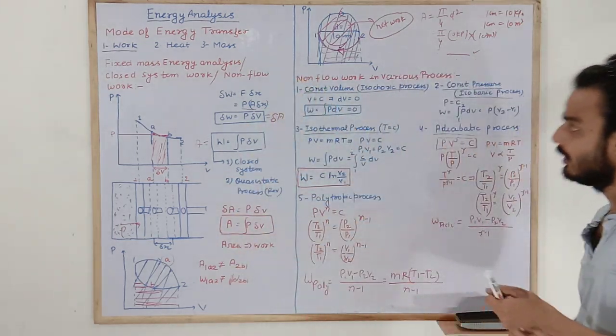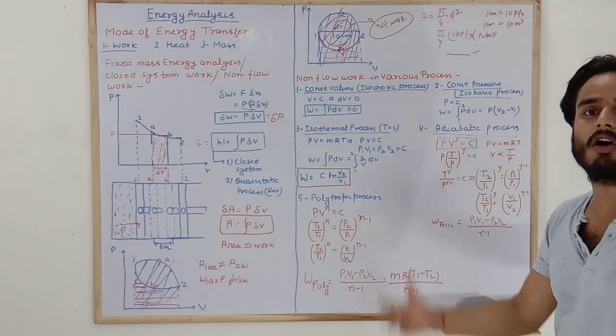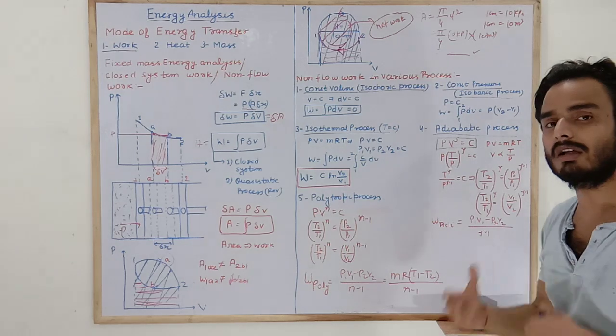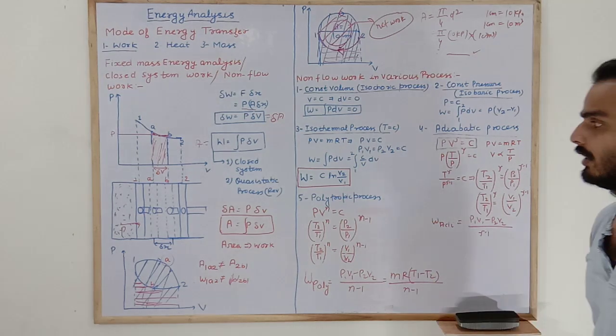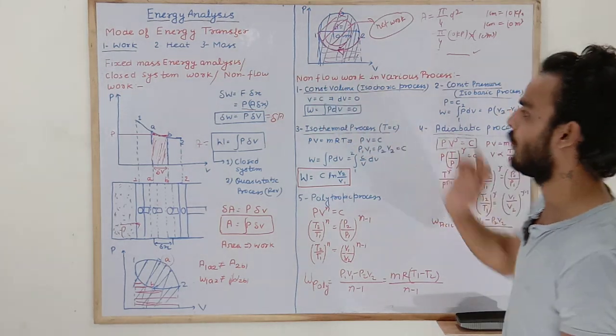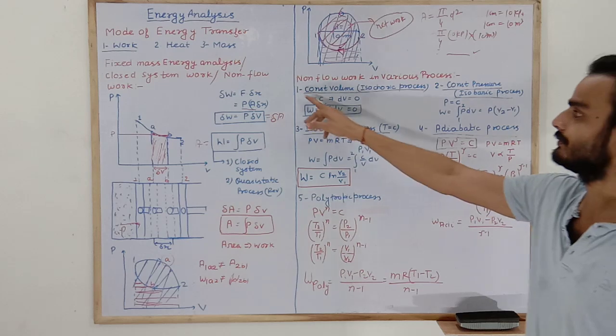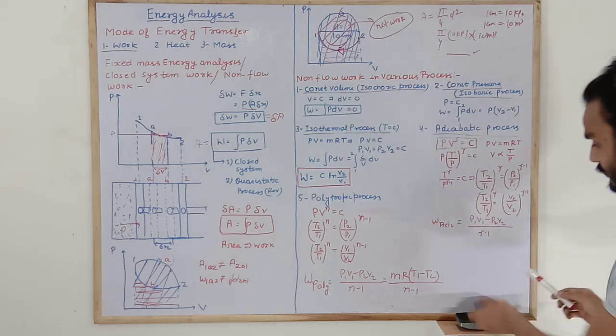Now, what are the various processes in non-flow? If you want to calculate the non-flow work in various processes, these are the various processes, and we will calculate the non-flow work. Here there are 5 processes. First is the constant volume process. Look here.